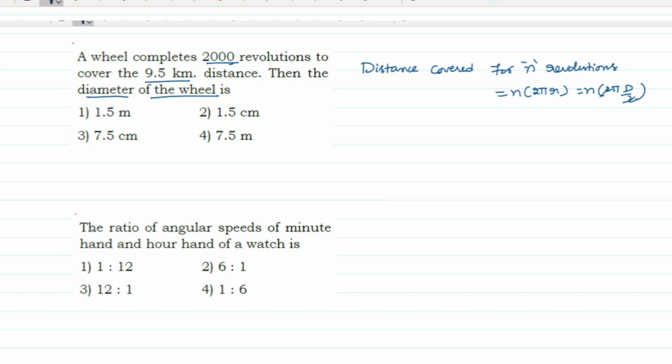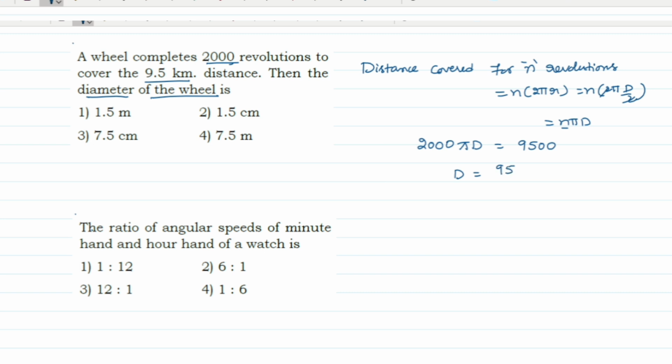Here 2 gets cancelled. It is nothing but n into pi into d. It is going to complete 200 revolutions, so instead of n you have to take 200 revolutions. So it is 200 into pi into d. This is the distance. The distance covered is 9.5 kilometers, which is nothing but 9,500 meters. With this you have to calculate the diameter value.